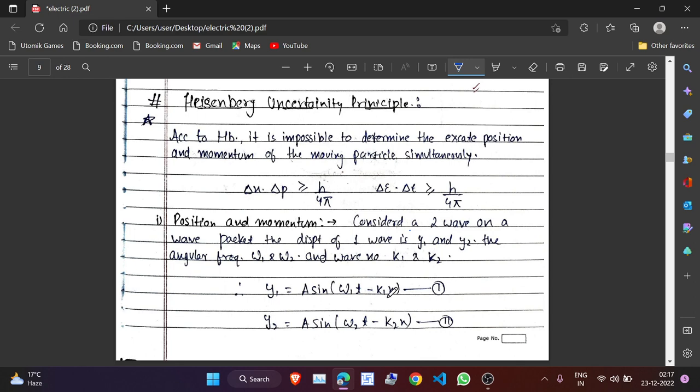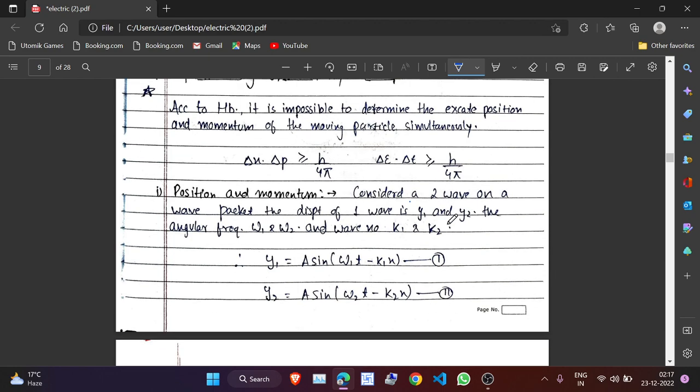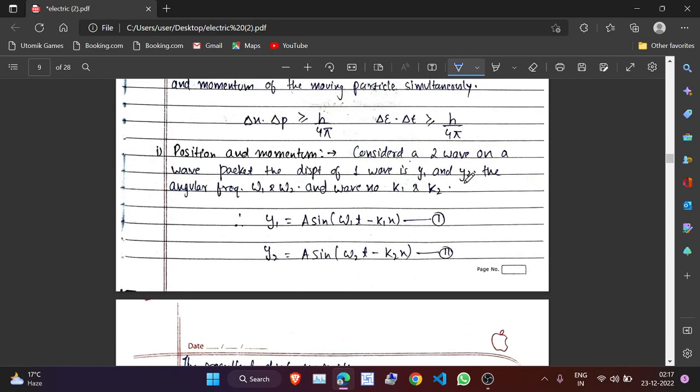Here it is very important to know why there is a minus in k1x. We can determine it with the help of a diagram, if we are drawing a wave. Here k1x determines the time that we are subtracting from omega 1 t. That is a different thing. Here we have two waves taken and the two wave equations are given.